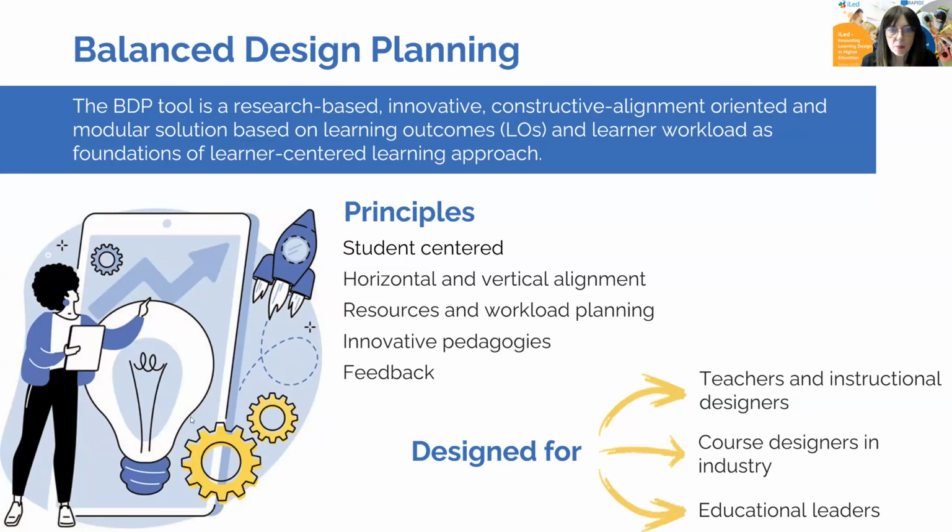So the principles we use are student-centeredness, then horizontal and vertical alignment. Horizontal means alignment with the learning outcomes of the course, but vertical means that we should align our course with some probably bigger structure. Sometimes it is a study program mostly, but it can be some other educational structure. And also we should invest some resources and workload planning. And what we implement is student workload in the tool.